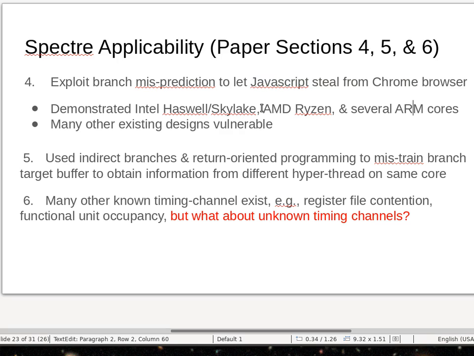They demonstrated it on Haswell, as well as AMD and ARM. Basically, any out-of-order processor is vulnerable to Spectre, and this is not something that has been mitigated. It is just a vulnerability that exists. I should say there are some mitigations out there, but in general, it's just accepted that this problem is out there.